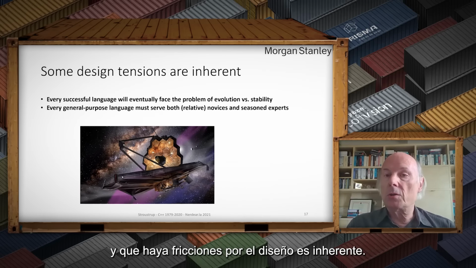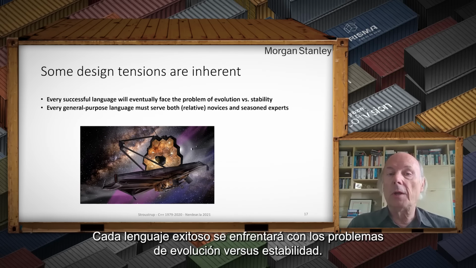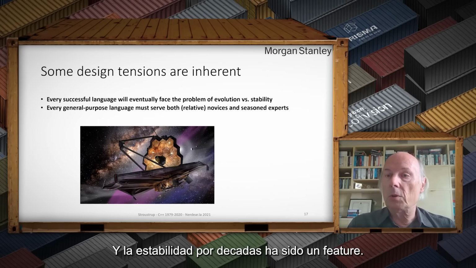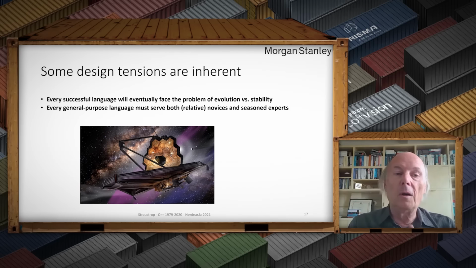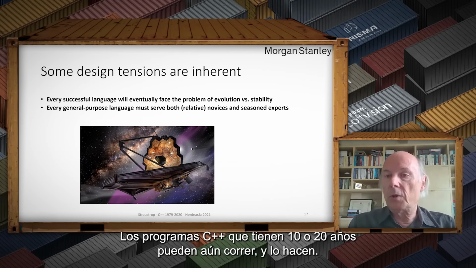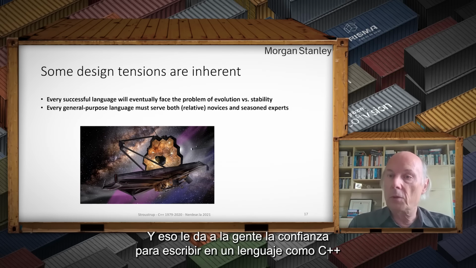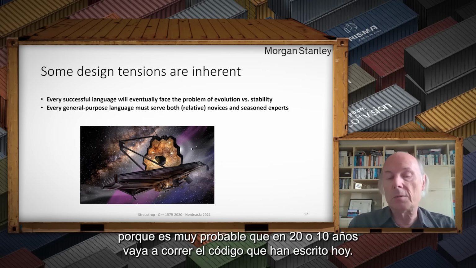And some design tensions are inherent. That is, every successful language will face the problems of evolution versus stability. And stability over decades is a feature. It's a major important feature which the average student or the average enthusiast doesn't seem to quite appreciate. C++ programs that are 10, 20 years old can still run and do. And that gives people the confidence to write in a language like C++ because it's very likely that in 10 or 20 years, it'll still run the code they write today.